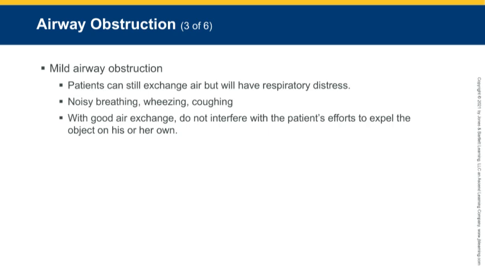If a patient has poor air exchange with increasing difficulty breathing, signs of cyanosis, or a weak cough, immediate treatment is required. A severe airway obstruction means the patient cannot breathe, talk, or cough effectively. They may use the universal choking sign, grasping their throat, and become cyanotic due to lack of oxygen.